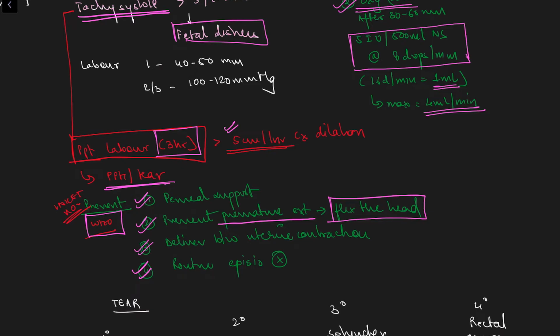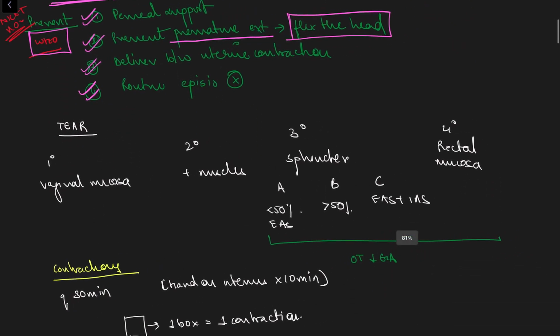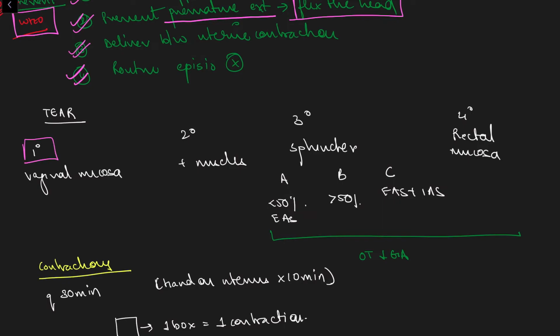Now talking about perineal tears, they can be divided into a primary tear, where the vaginal mucosa is torn, and a secondary tear, where vaginal mucosa and muscle are torn. A tertiary tear is defined as involvement of the sphincter, where 3A is less than 50% of the external anal sphincter involved, 3B is more than 50%, and 3C is both internal and external sphincter involvement, while a fourth-degree tear is involvement of the rectal mucosa. Tertiary and quaternary tears are major tears and they are managed in the OT under general anesthesia.